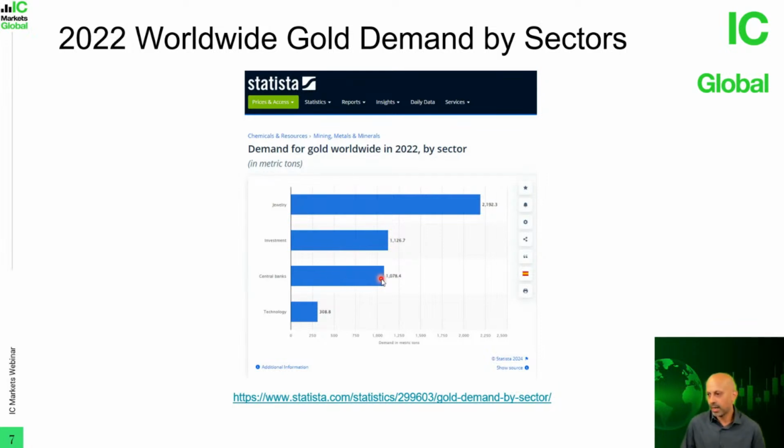Then you have a lot of buying by central banks, and when central banks buy gold, they're buying physical gold. Investment here also relates to physical gold held by retail consumers, retail traders, and institutional asset managers. Then of course it is also used in technology. For example, in printed circuit boards, gold is melted down and used as PCB tracing. So these are the main sectors that see demand for gold, with jewelry being the biggest, followed by investment and central banks, and then technology.